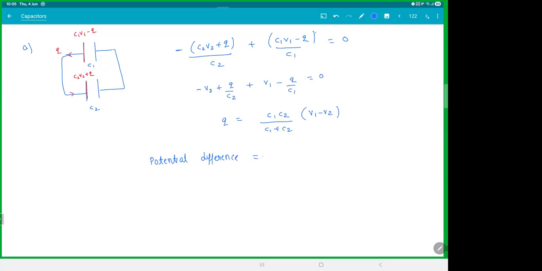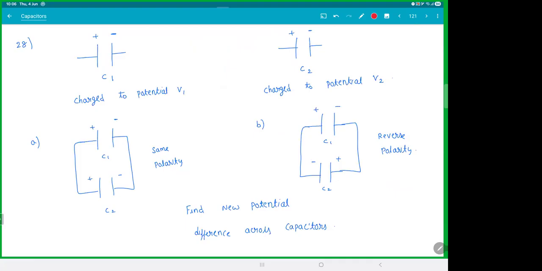So for the potential difference, you can take any one of them, (C1 V1 minus Q) by C1. And if you substitute the value here, you end up with (C1 V1 plus C2 V2) by (C1 plus C2). There is a logical way of seeing why this happens, because when you connect them, end of the day, they will have the same potential difference. So from there, you can say what the potential difference is. So you can remember the answer.